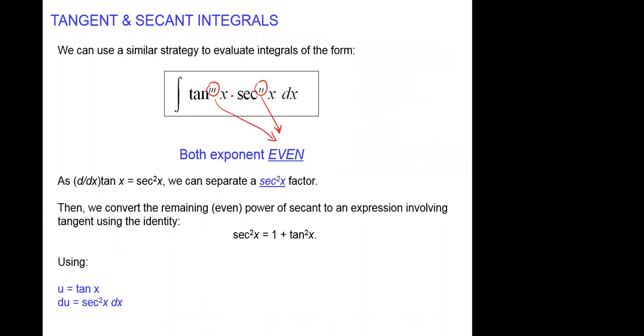Okay, if they are even, we will most likely rewrite everything in terms of tangent, and we will keep secant square at the end to be the du, which of course we will let u be tangent. And let's see how we can do.